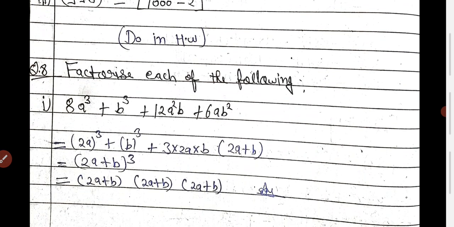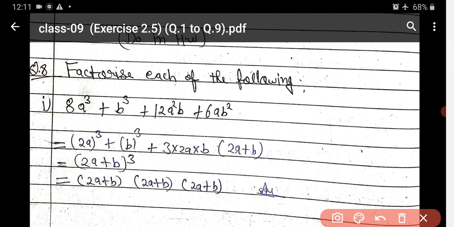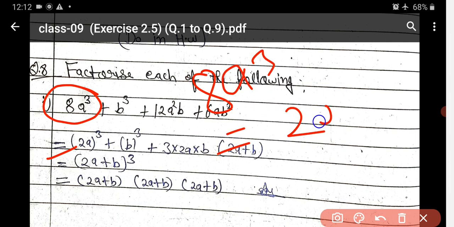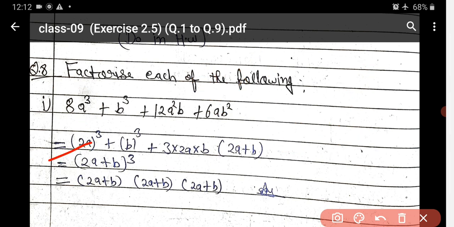Now come on to question number 8, factorize each of the following. In this question we have to do the reverse of that formula. So 8a cube plus b cube. Have you defined that formula? (a plus b) whole cube is a cube plus b cube plus 3ab bracket a plus b, like that one. So can we write here 8a cube as 2a whole cube? Now 2 cube 8, a cube a. Okay, write it (2a) whole cube, b cube remains as it is.